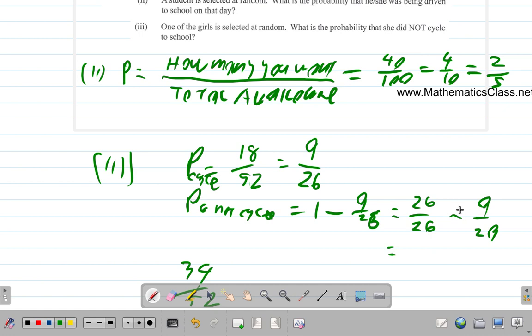And that's how much now? 26 minus 9. It would come in like 26 minus 6 minus 3, because 6 and 3 make 9. 26 minus 6, you go down to 20, then drop off 3 more, you go down to 17. So 17 over 26.